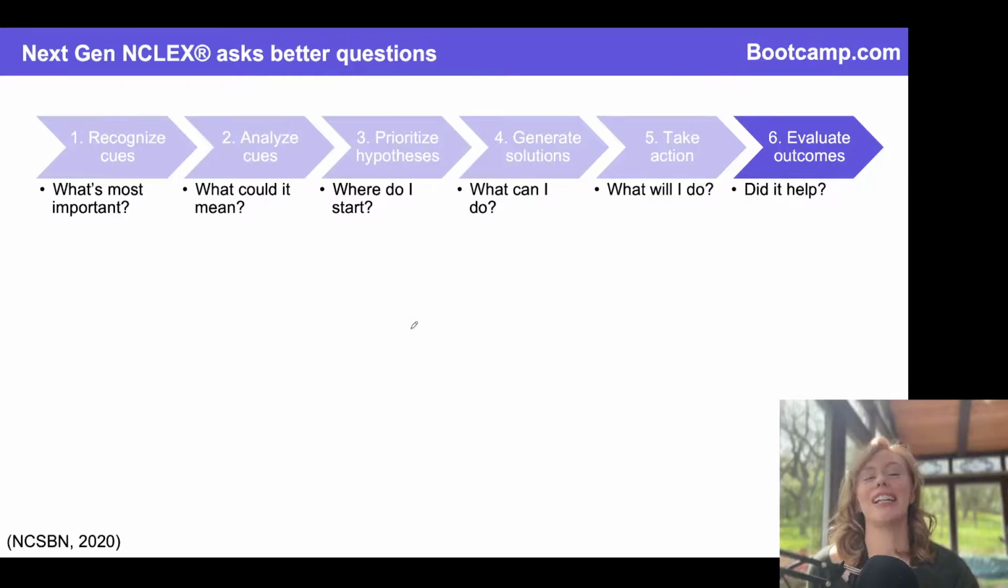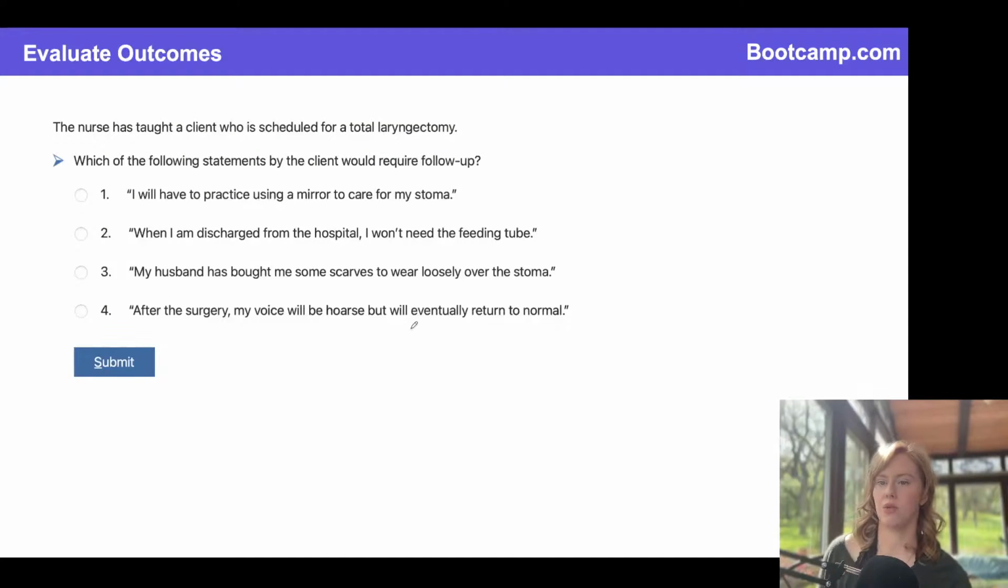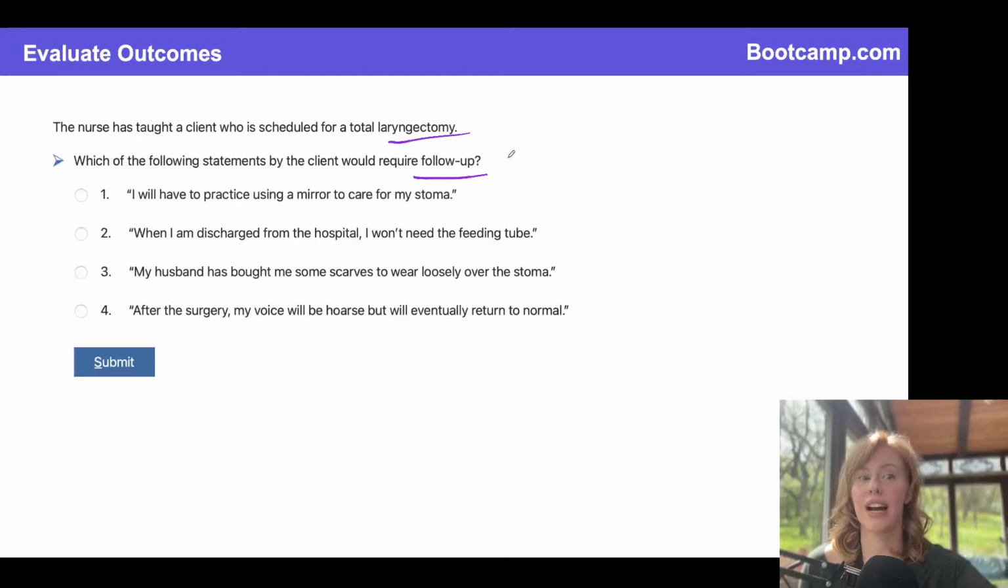All right, then finally, evaluating outcomes, or looking at everything that we did and deciding, did it help? Did we see the right change in vital signs, symptoms? Or maybe if we taught the patient something, did they understand that teaching when we evaluate it? So that's what we're going to look at here. We've taught a client who is scheduled for a total laryngectomy, and we're evaluating their statements to see which of these require follow-up, or which of these requires us to correct them.